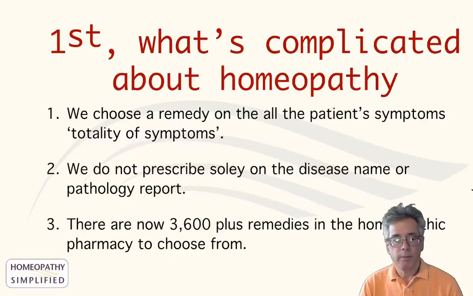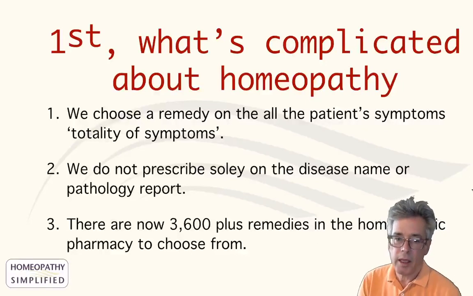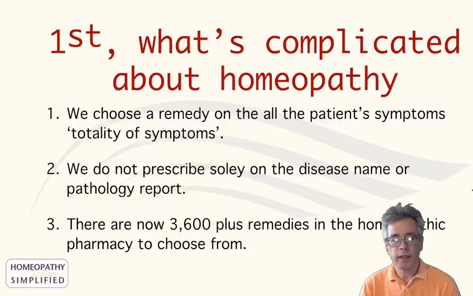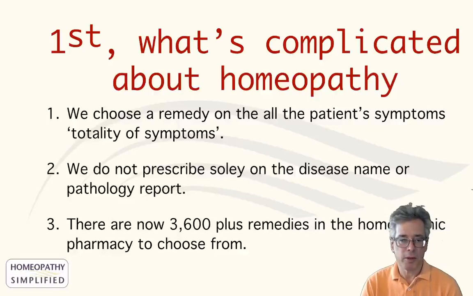In point 3, there are now 3,600 plus remedies in the homeopathic pharmacy to choose from. That's a very large number. Imagine a pharmacist having to manage 3,600 remedies, medicines. That's nowhere near that in a traditional pharmacy. So the complexity is much increased as a result of the increase in remedies. For myself, my memory is fair to middling, and I could never imagine memorizing 3,600 remedies, let alone 150 of the most commonly used homeopathic remedies.